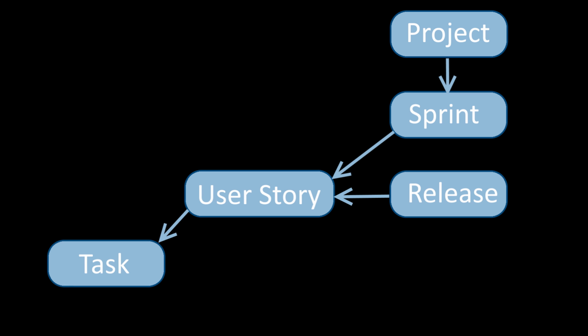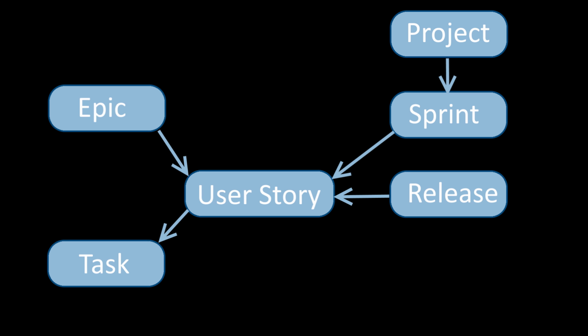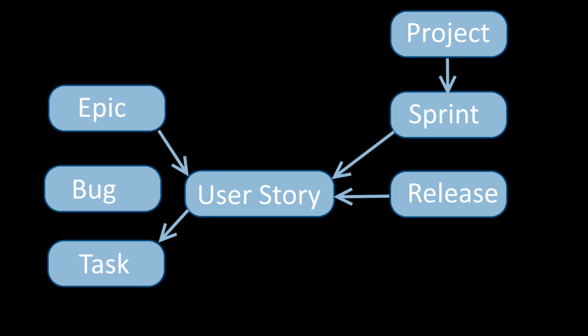User stories may be decomposed into a collection of tasks and aggregated into epics. A bug is similar to a user story in the sense that it may be decomposed into a collection of tasks and aggregated into epics, but that's where the similarity ends. Whereas a user story describes a functional requirement that must be satisfied, a bug describes a defect.